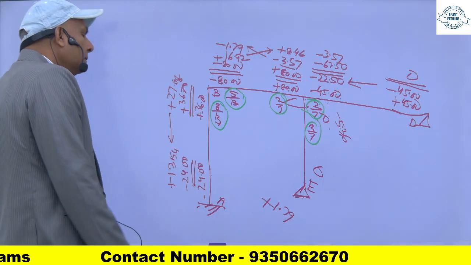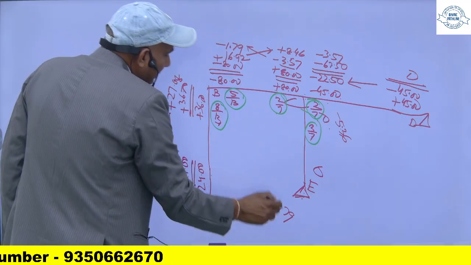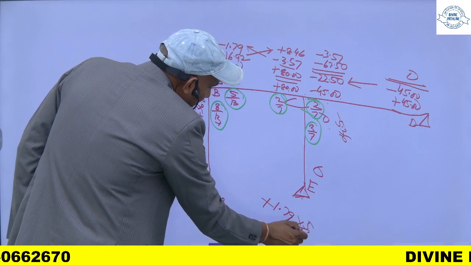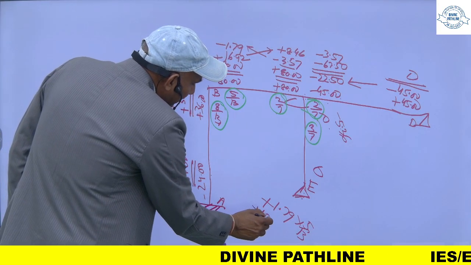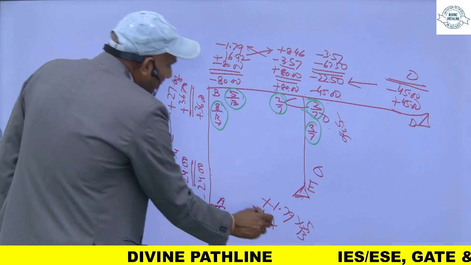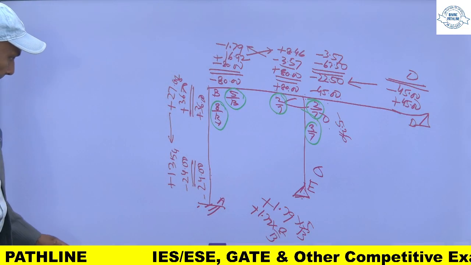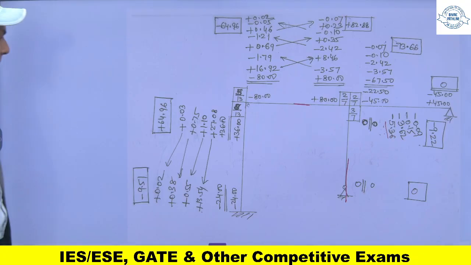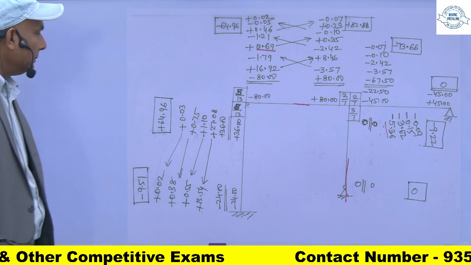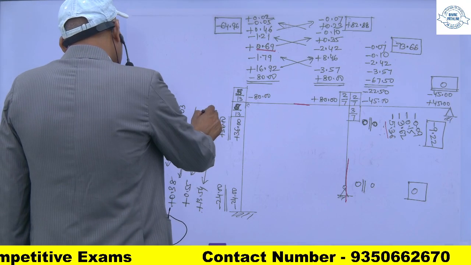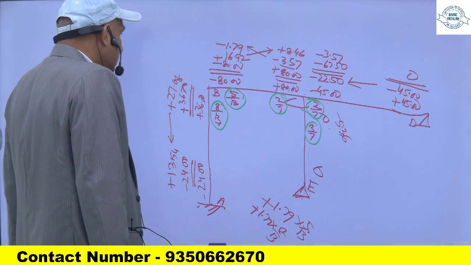and that will be distributed according to the distribution factor. For this member it will be 1.79 into 5 upon 13, and for this member it will be plus 1.79 into 8 upon 13, and this you will get. So it will be plus 0.69 and 1.10.